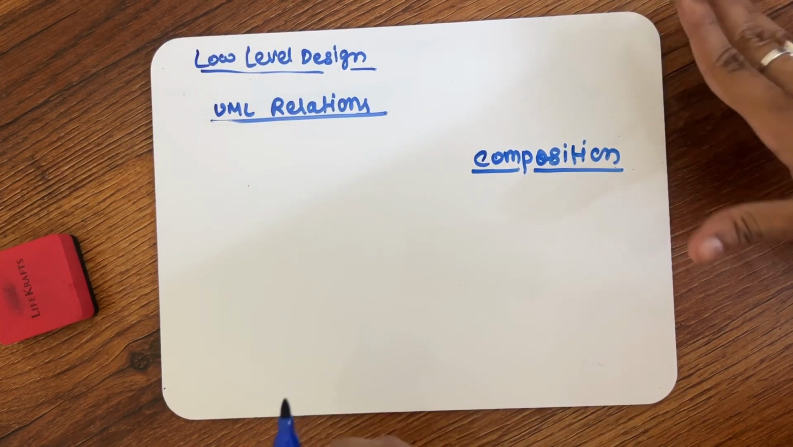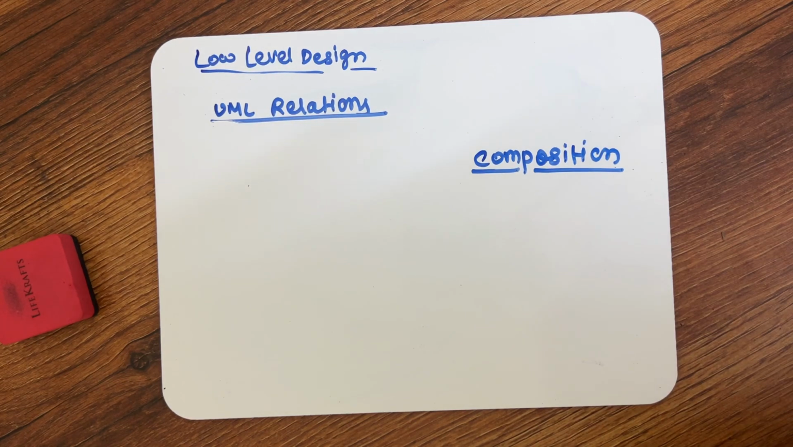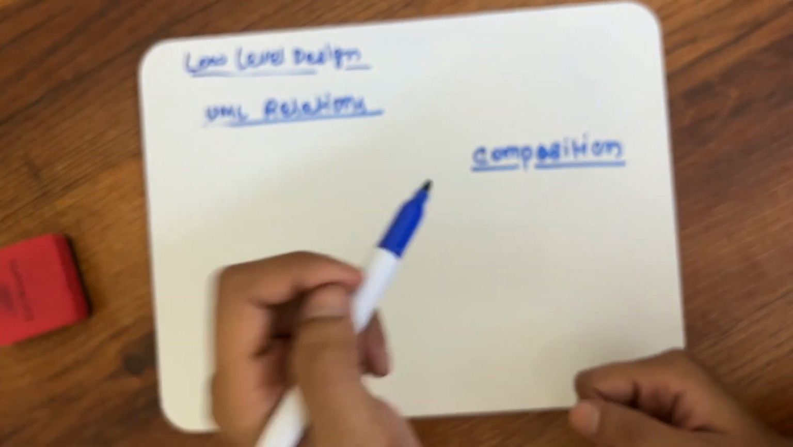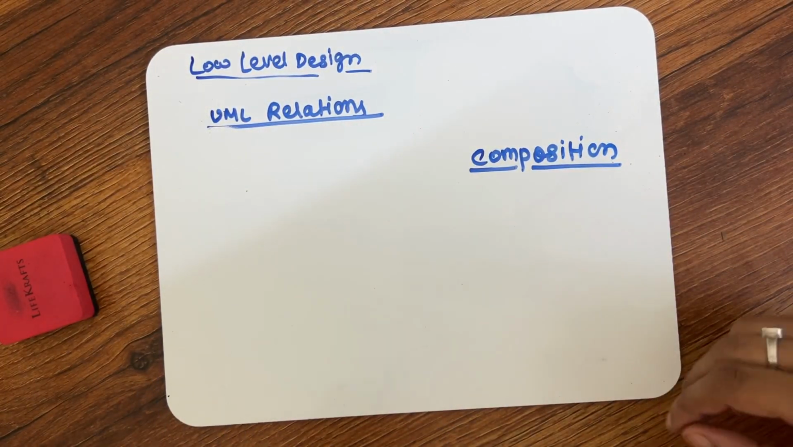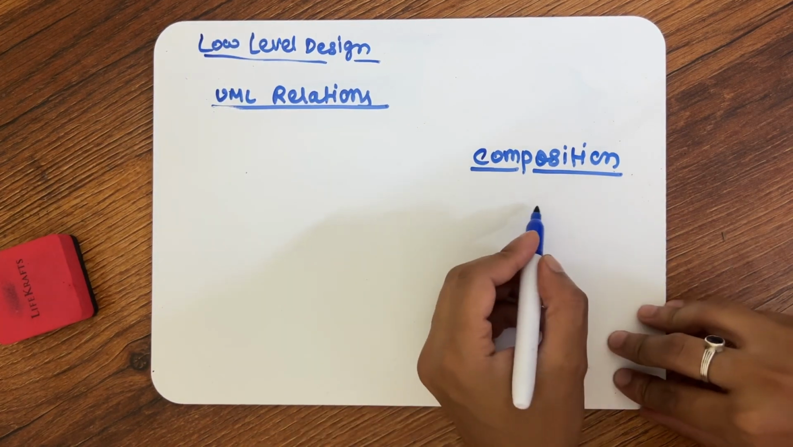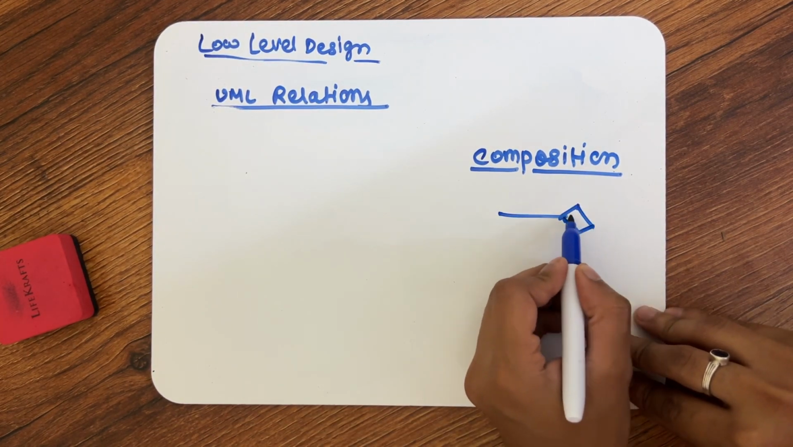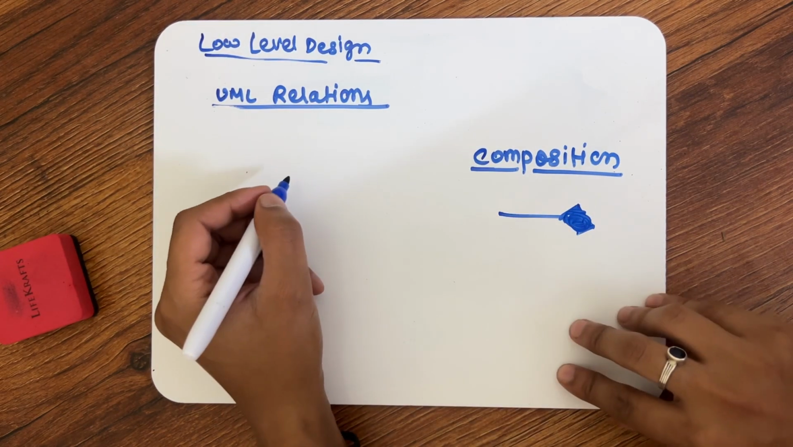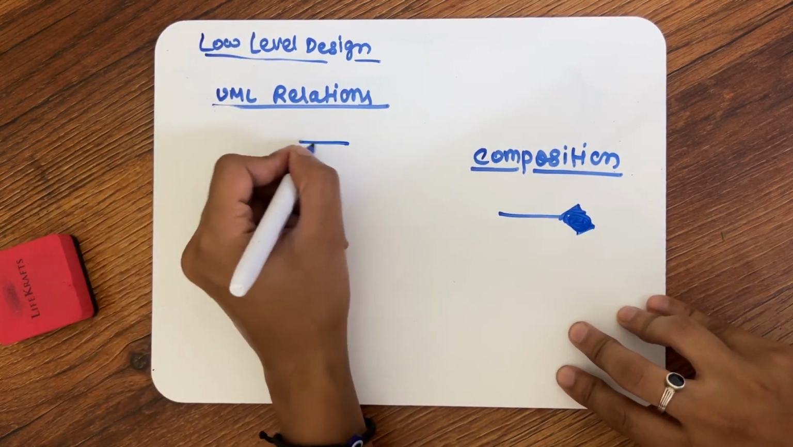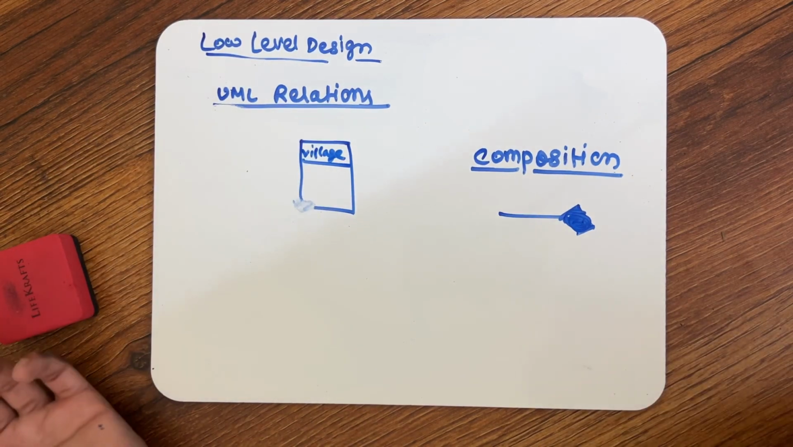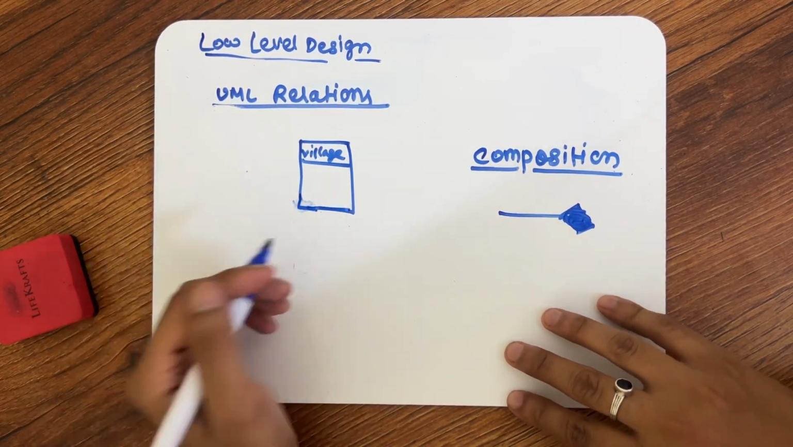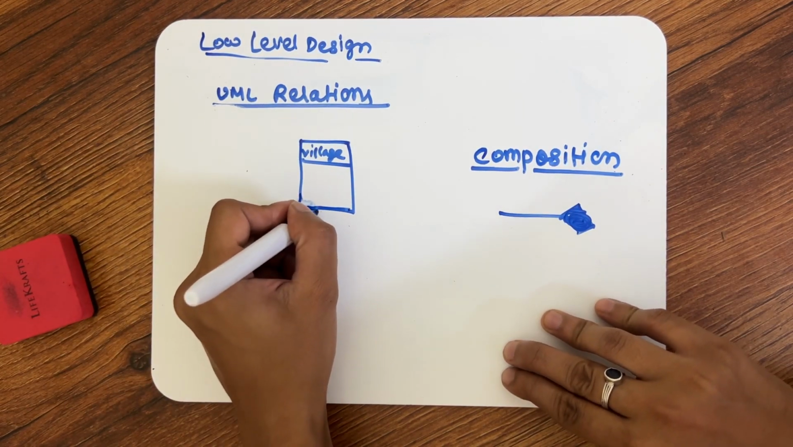So composition is basically a kind of relationship where a particular class, a particular entity cannot exist without the other entity. For example, we have a village. Village will have multiple attributes: village name, village location, village type.